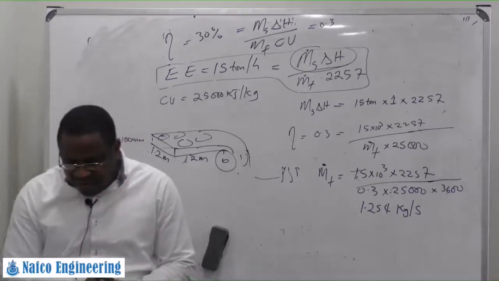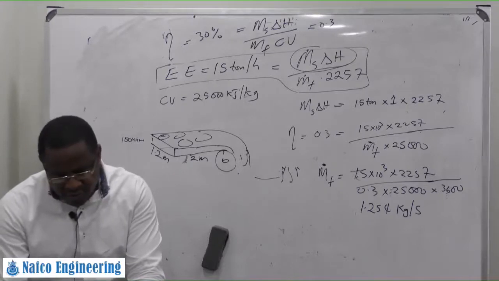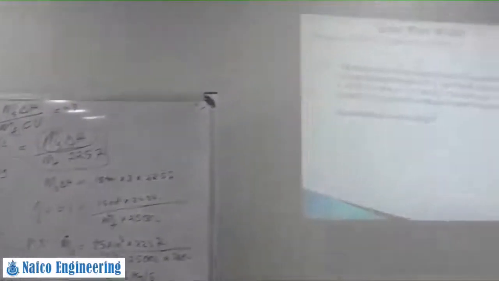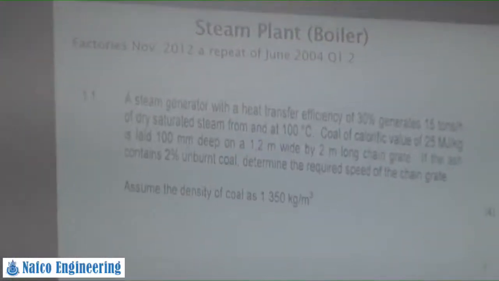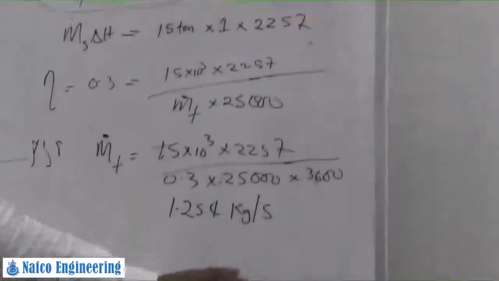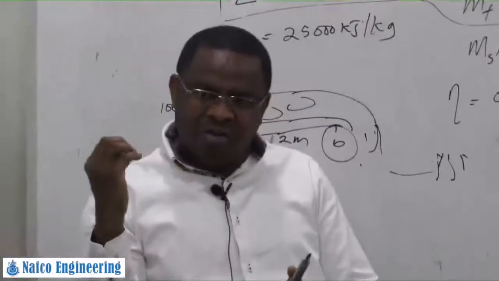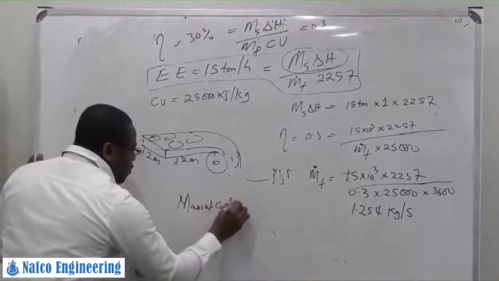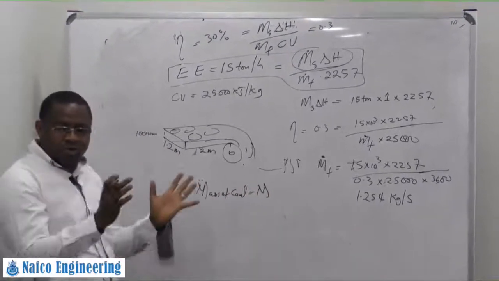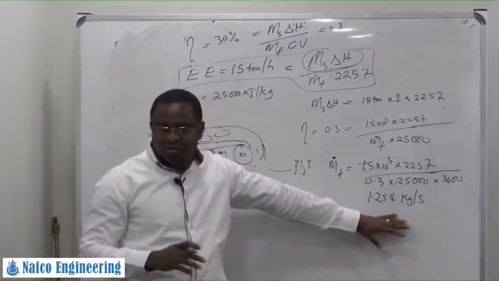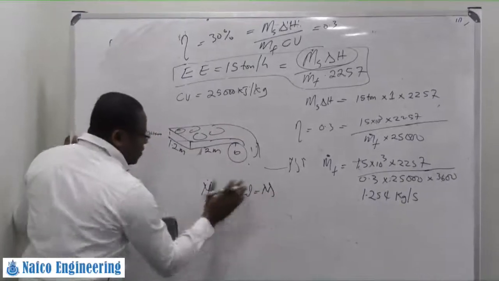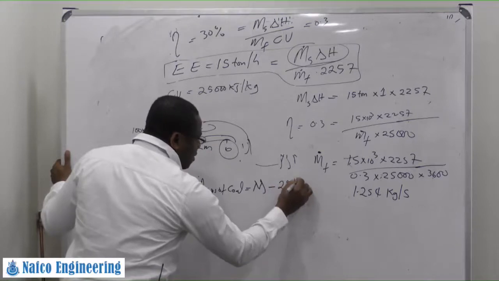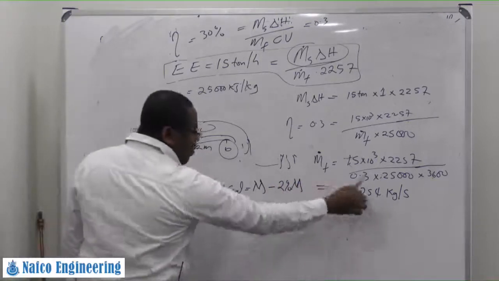Now, they said we must calculate, if the grate is this, determine the required speed, but allowing for 2% unburnt coal. This is the amount of coal that was burnt, right? If you have 2% unburnt coal, let's say this is the mass of coal, M, the total mass of coal, burnt and unburnt. This one is the burnt one, the one used effectively to generate the heat. So if I subtract 2% of that mass of coal, I will get the burnt one.